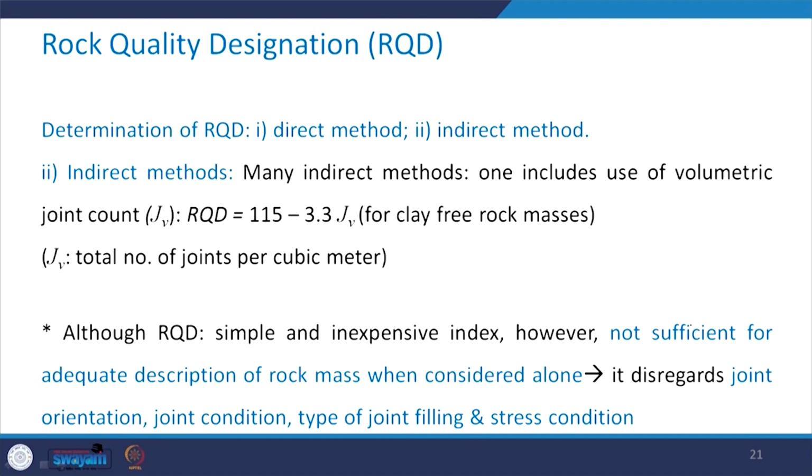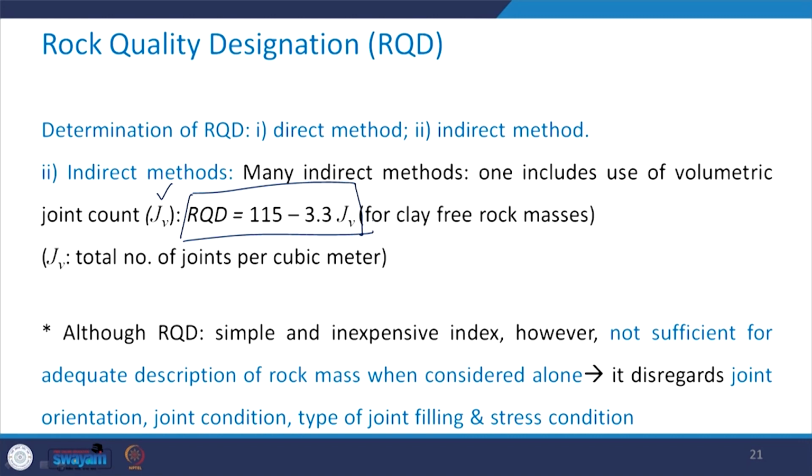Now, in case we do not have these core boxes with us, there are many indirect methods. One of the indirect methods makes use of the volumetric joint count, which is represented as J subscript V, and the RQD is connected with this JV by the expression 115 minus 3.3 JV, and this is for clay free rock masses.